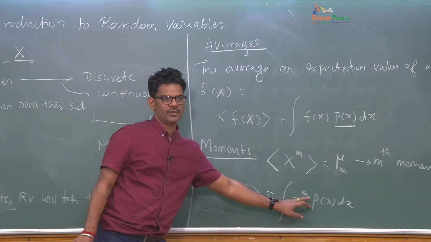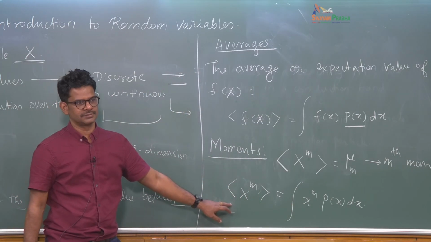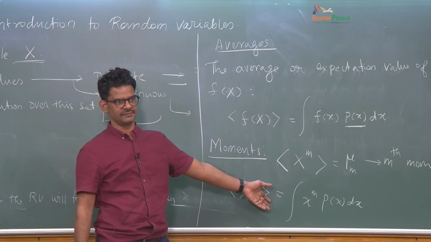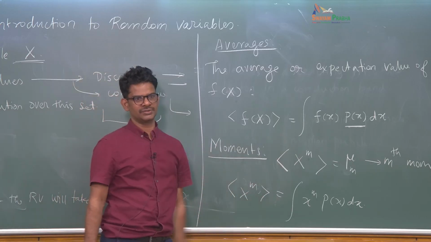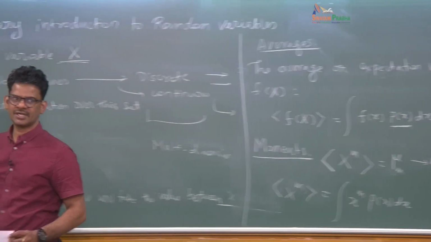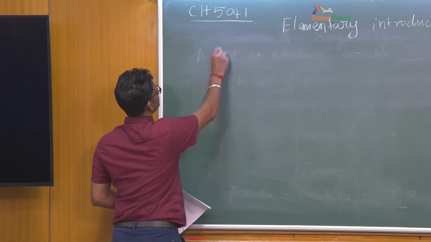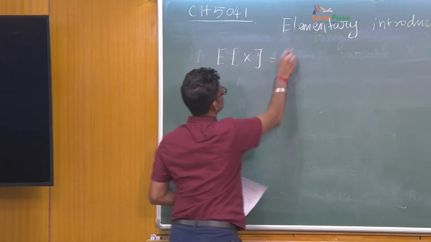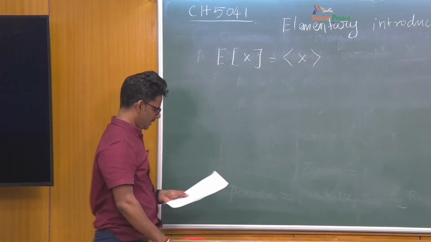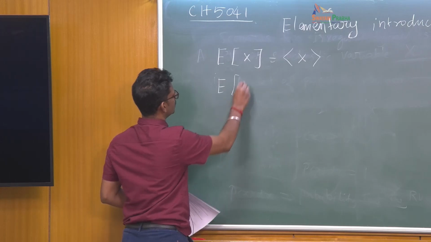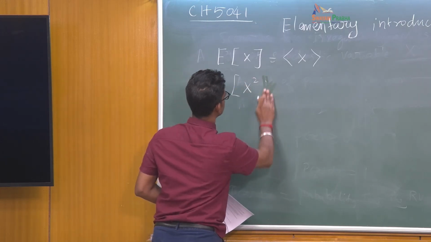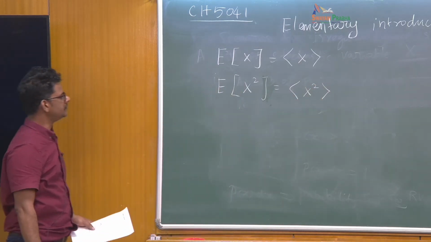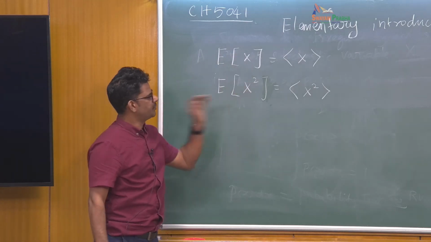When you substitute m equal to 1, what do you get? The first moment is nothing but the average value of x itself. When you put 2, 3, 4 and other numbers, you get higher order averages or higher order moments. Sometimes we also write this expectation value as E of x, which is nothing but the mean, and the expectation of x square is the mean square. This is another way of writing the expectations and moments.